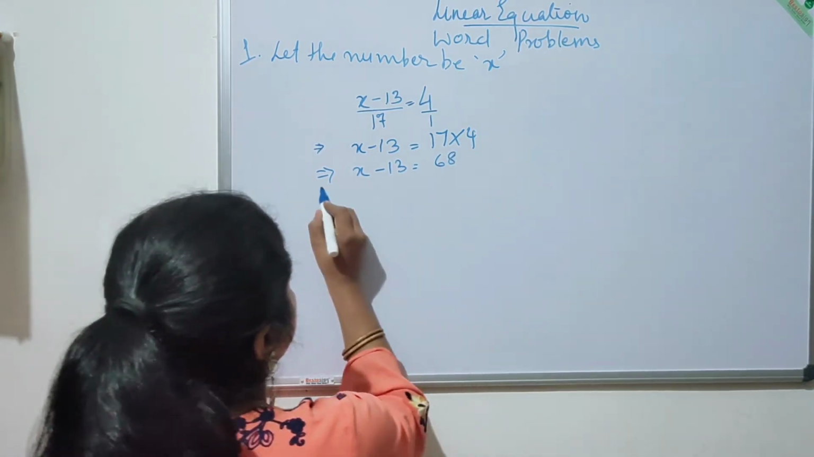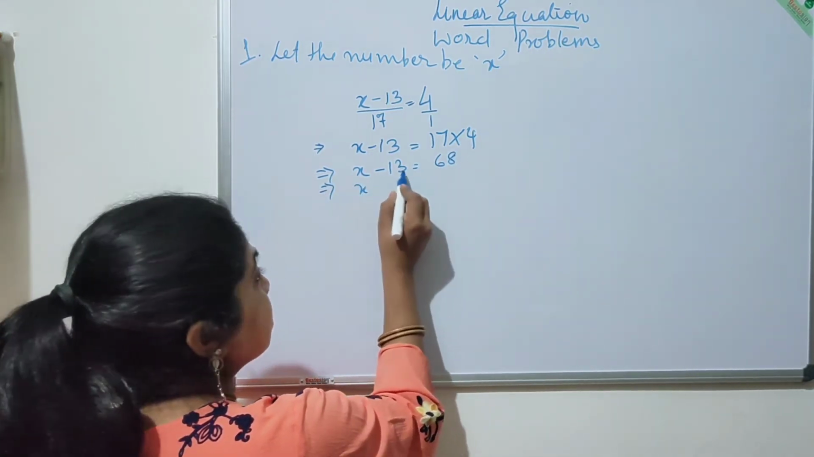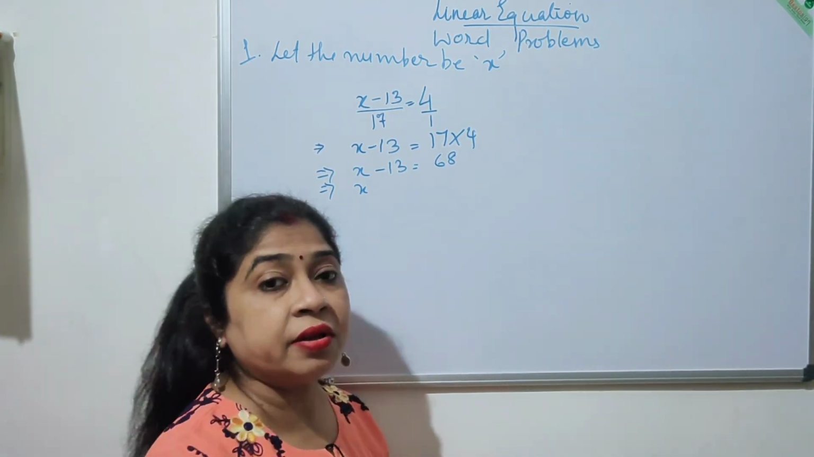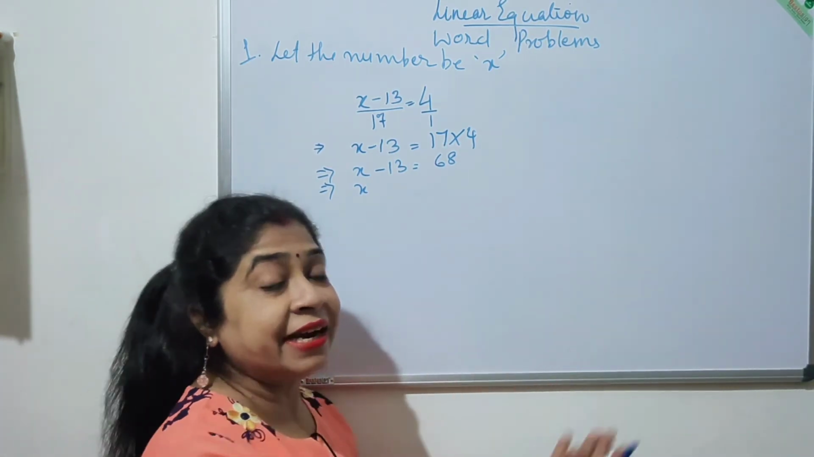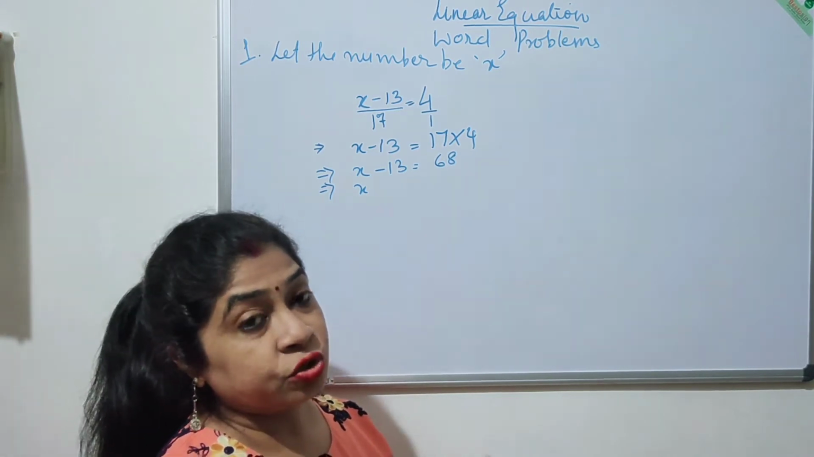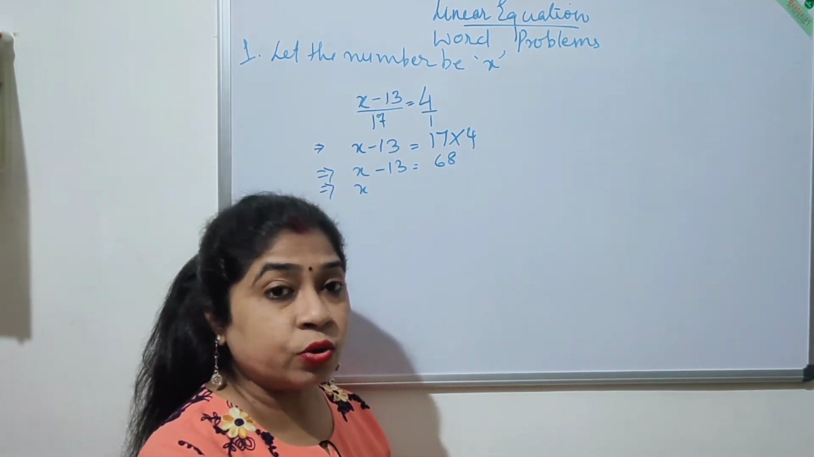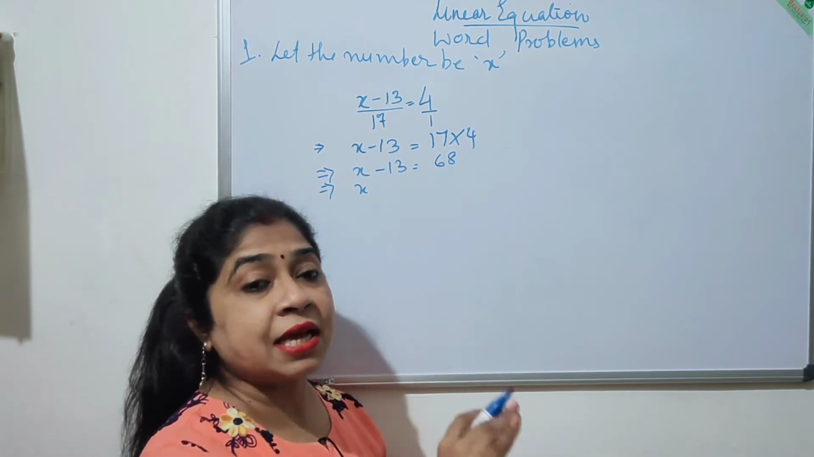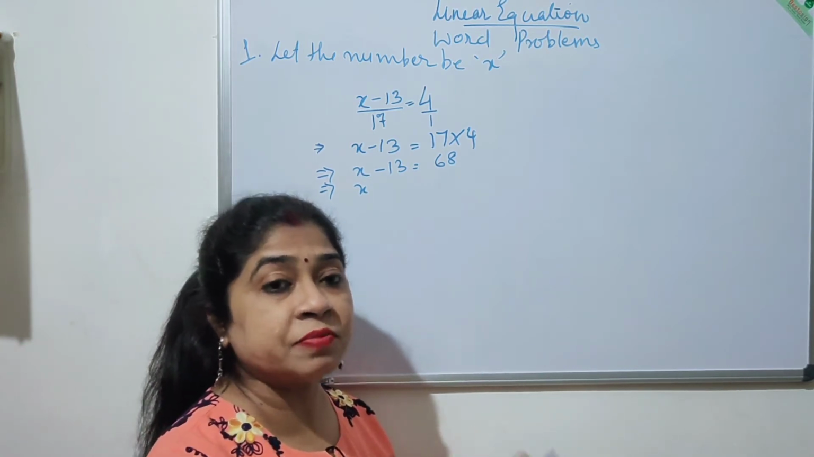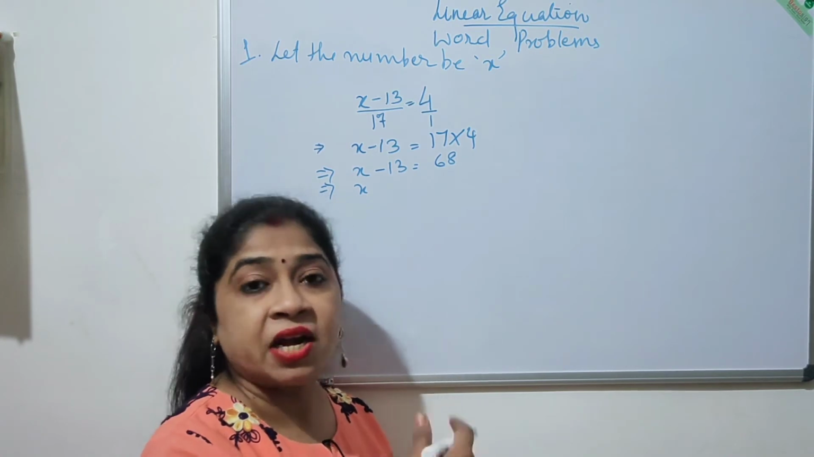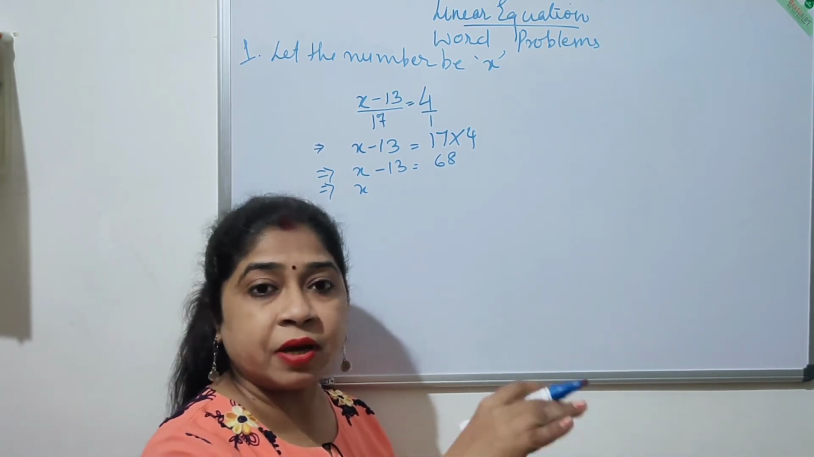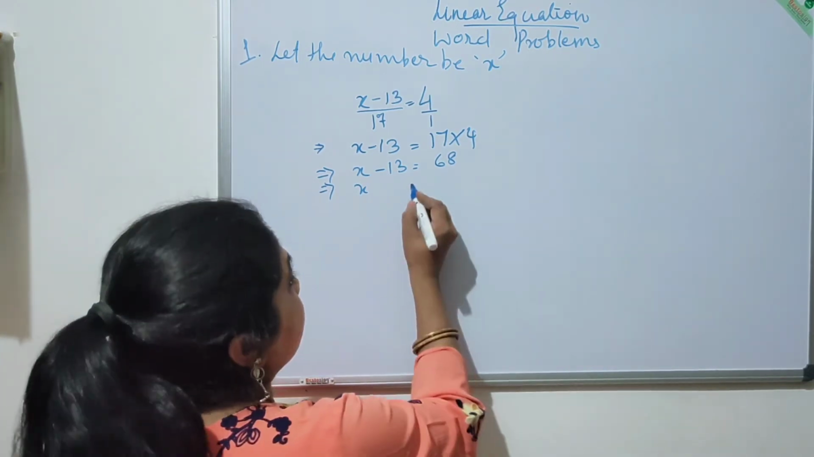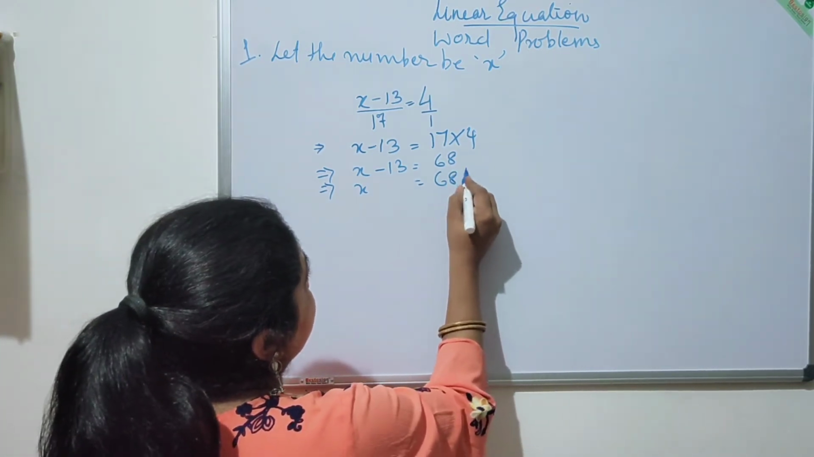68. Now minus 13 will go to the right hand side, as we studied in the previous video, that when the side changes, from the right hand side to the left hand side or from the left hand side to the right hand side, its sign gets reversed. Minus becomes plus and plus becomes minus, divide becomes multiply and multiply becomes divide. So here minus 13 will become plus 13. So it is 68 plus 13.